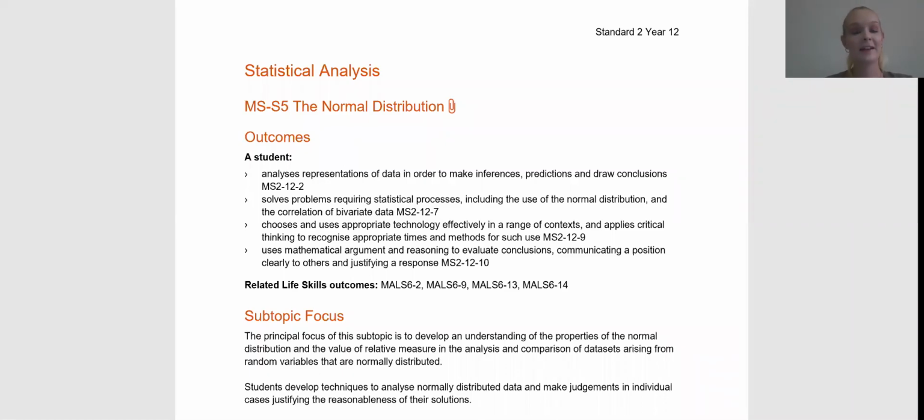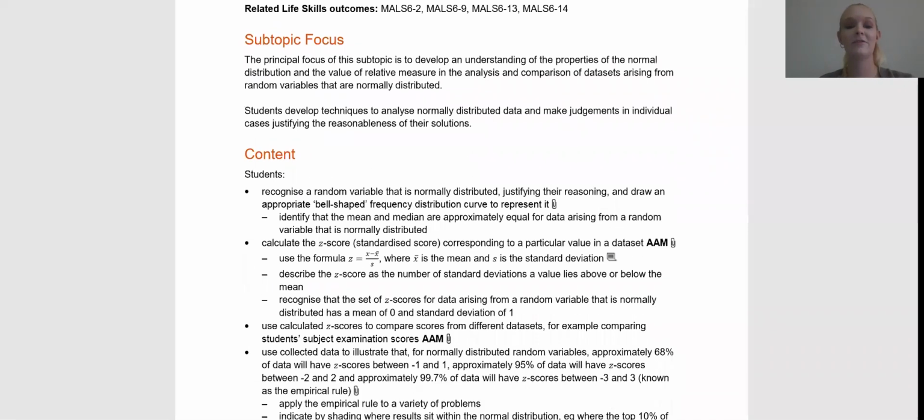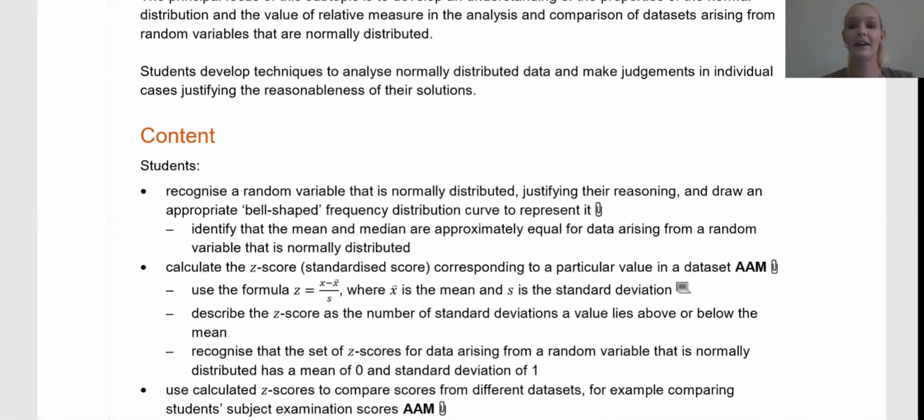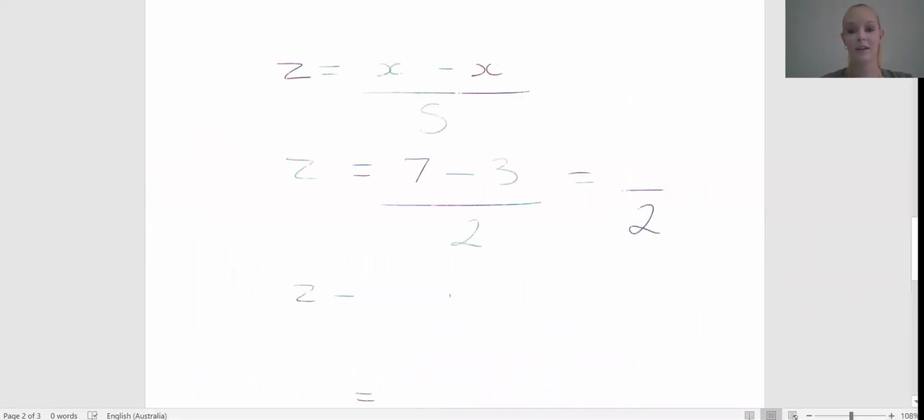Hi guys, today we're going to continue looking at the normal distribution. This is in the strand of statistical analysis, which is in the Year 12 HSC aspect of the Standard 2 Mathematics course. This video is specifically going to look at the second dot point, which states that students have to calculate the Z-score, the standardized score, corresponding to a particular value in a data set. So in order to do that, we need to understand what a Z-score is.